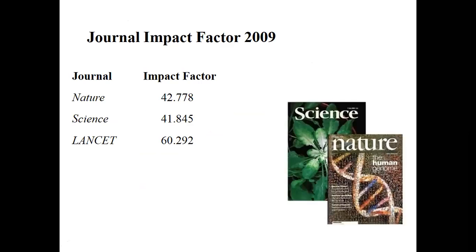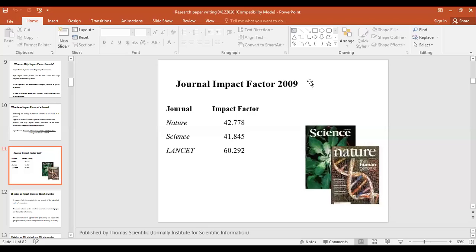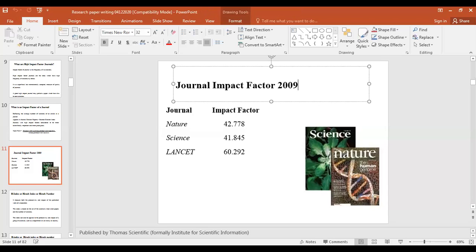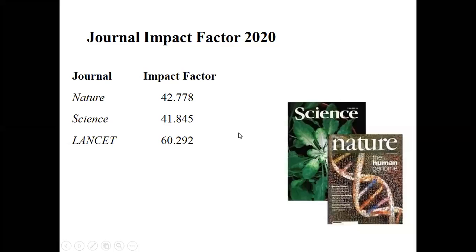So journal impact factor for 2020: Nature 42.778, Science 41.845, Lancet 60.292. These are considered the most prestigious and the biggest flagship journals in science: Nature, Science, Lancet, and also one more, Cell.